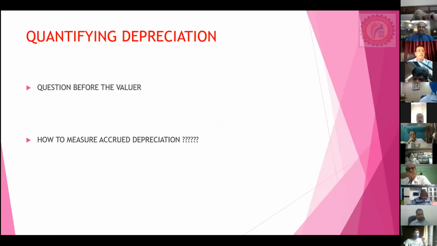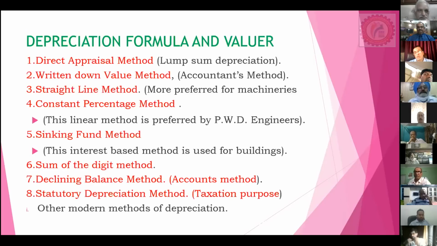How to measure this? The question before the valuer is how to measure accrued depreciation. Even the market will give us the idea of depreciation, but the market will not tell what the external obsolescence is, what the functional obsolescence is, and what the physical deterioration is. The market will give the accrued depreciation, the total depreciation, but we should be in a position to bifurcate which is physical, which is curable, which is not curable, which is functional obsolescence, and which is external obsolescence. So we should be able to classify. I have some problems where you can classify things very easily. I will show that also.